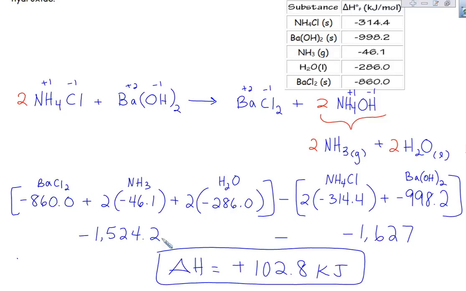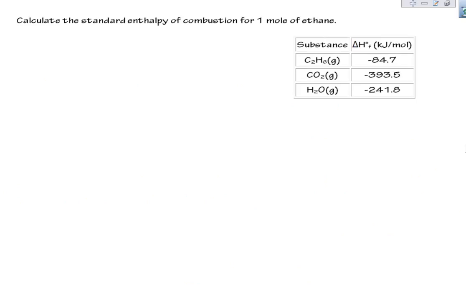Let's try one more of these puppies. Again, you'll just be masters of this enthalpy of formation. Oh dang, they didn't give us the balanced equation again. Fine, we can deal with it. The standard enthalpy of combustion for 1 mole of ethane. Ethane is C2H6. Combustion means we're burning it in the presence of oxygen, and we always produce carbon dioxide and water.